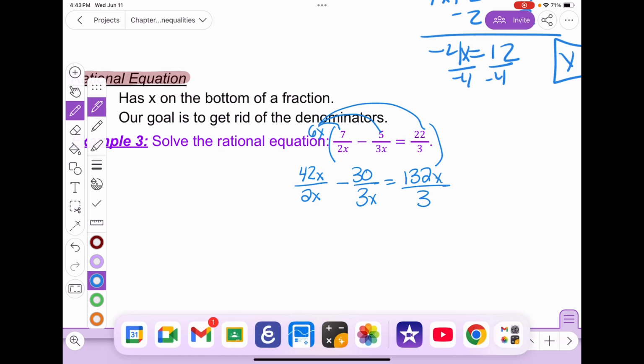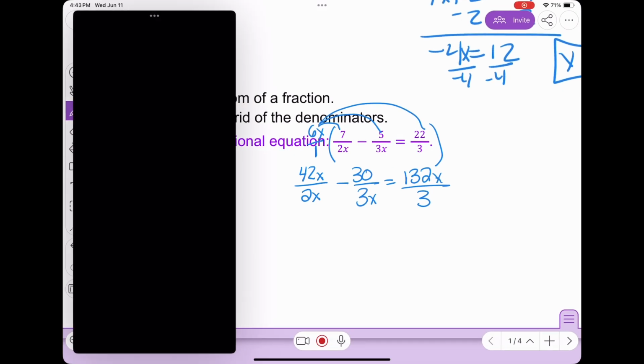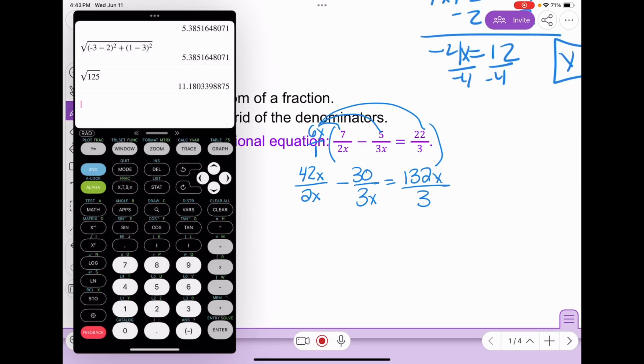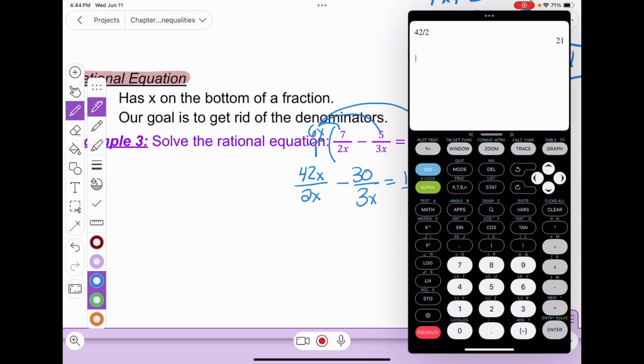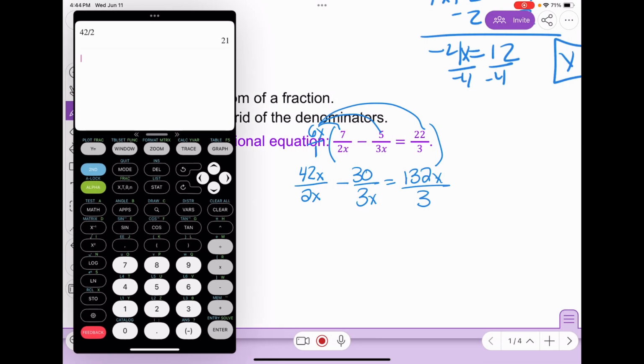Now that we've multiplied, it's like multiplying fractions, because this would be over 1, and you do numerator times numerator, denominator times denominator, and anything times 1 is itself. Now we can simplify each fraction. So 42 divided by 2 is 21. So 42 over 2 is 21. The x's cancel. 30 divided by 3 is 10.